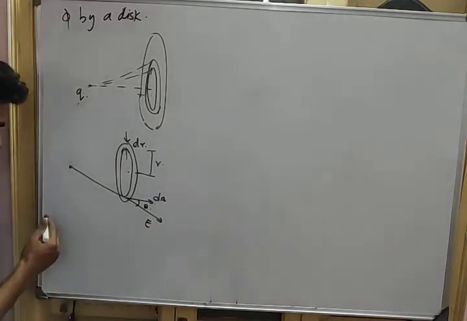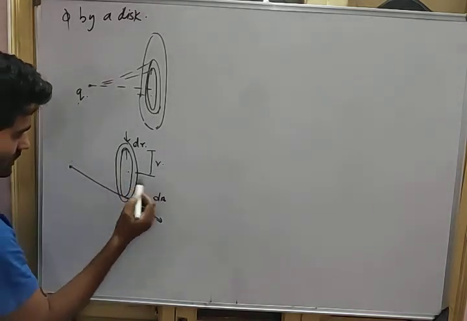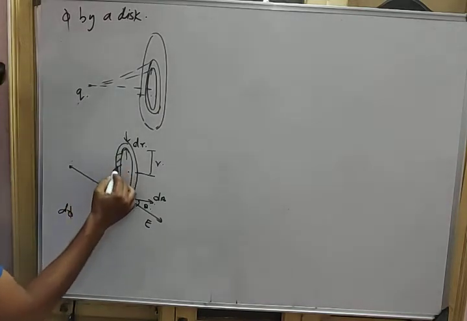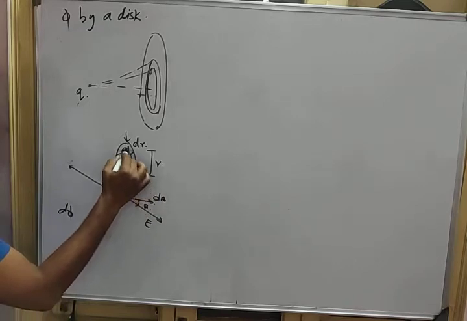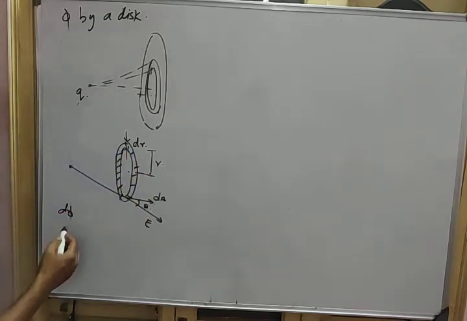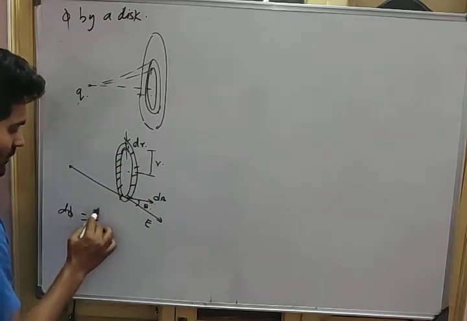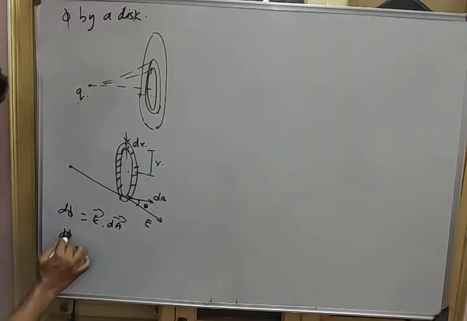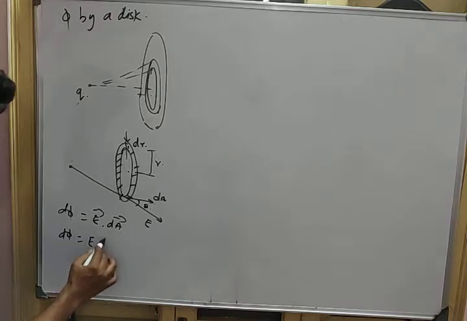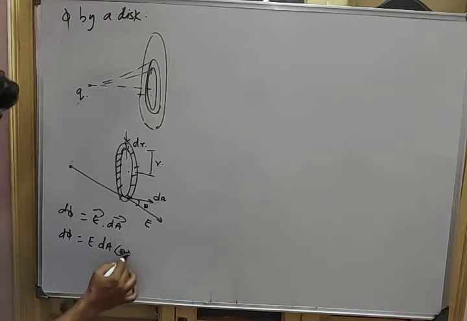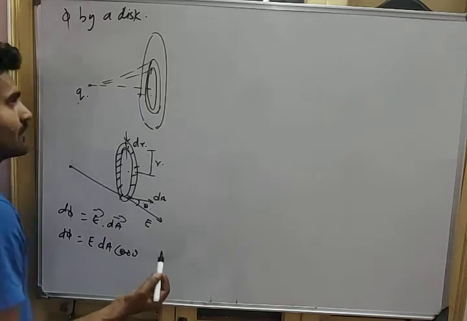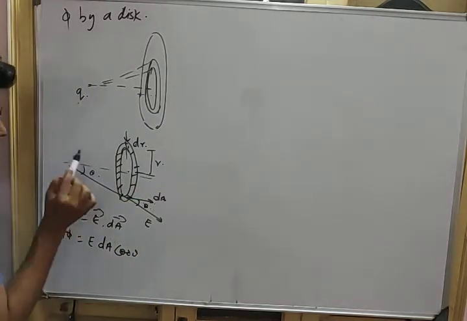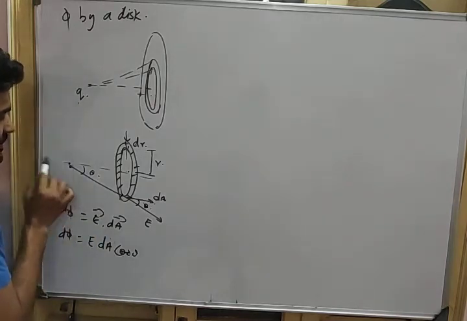Now, if I find out the flux leaking out of this small elemental ring, dφ is equal to E vector dot dA, right? So how much will it be now? E dA cos theta. If you observe carefully, this theta angle is nothing but the theta angle made at the center.